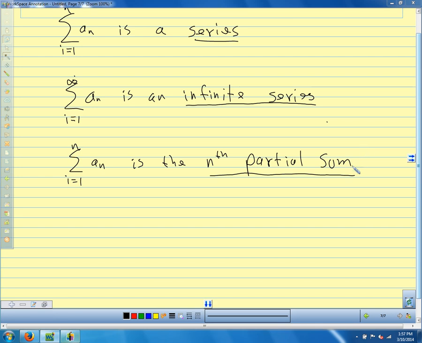All right, so let me take a quick look at an infinite series that has a finite sum. So let's say we had the summation i equals 1 to infinity of 1/10 to the i. So let's write out some terms. So this is going to be 1/10 plus 1/100 plus 1/1000 plus 1/10,000.